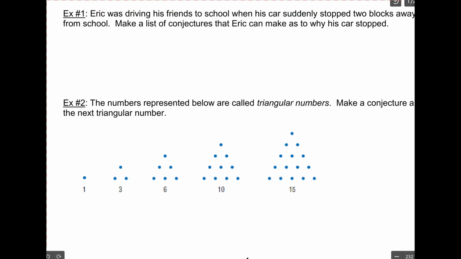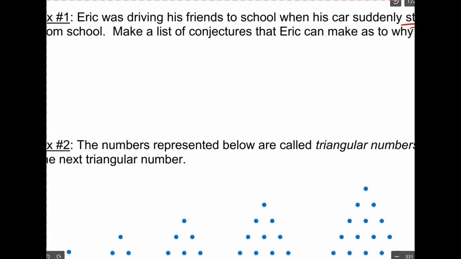So example 1. All right, so let's work on this. Eric was driving his friends to school when his car suddenly stopped 2 blocks away from school. Make a list of conjectures, educated guesses, that Eric can make why his car stopped. So you're driving to school, it stops 2 blocks away from school. Why is your car stopped? Do we have any idea? Your engine broke. So maybe you ran out of gas.